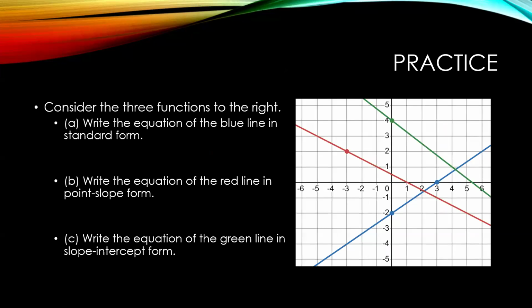Here is some practice. Consider the 3 functions to the right. Write the equation of the blue line in standard form. Write the equation of the red line in point-slope form. And then write the equation of the green line in slope-intercept form. If you'd like, pause the video and give it a shot.